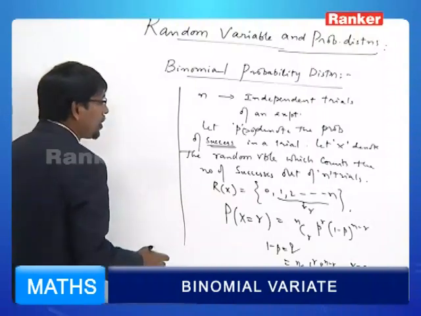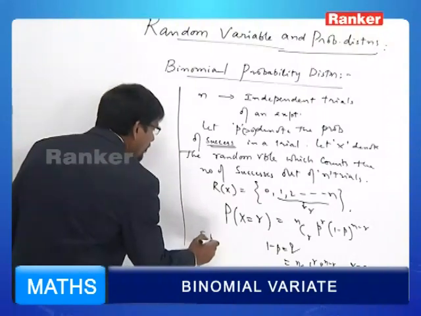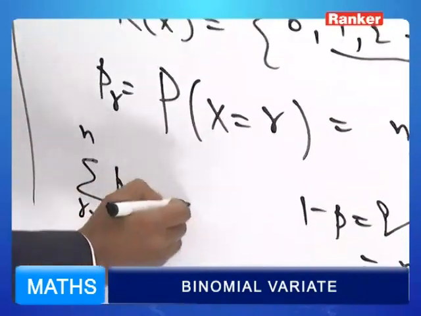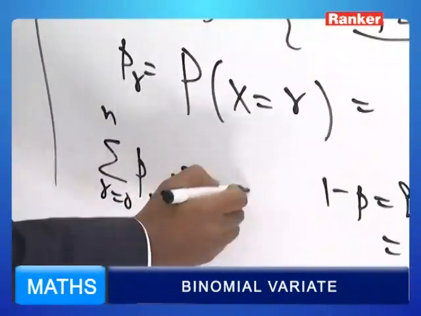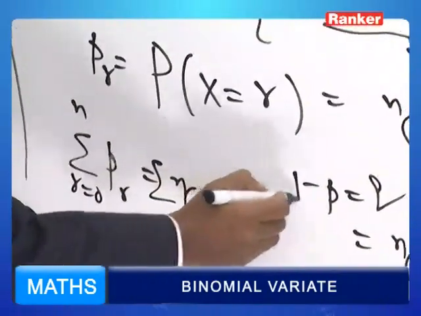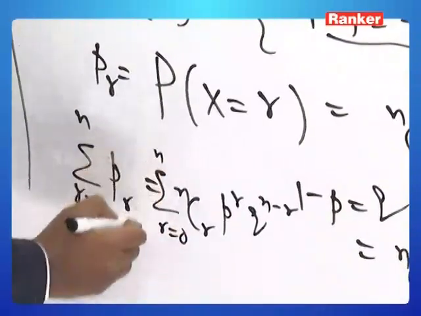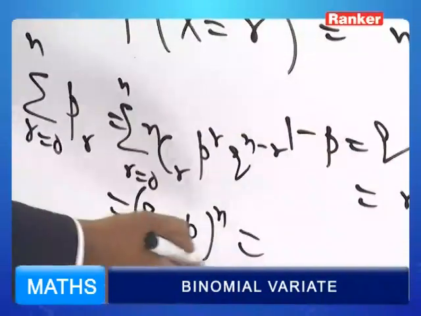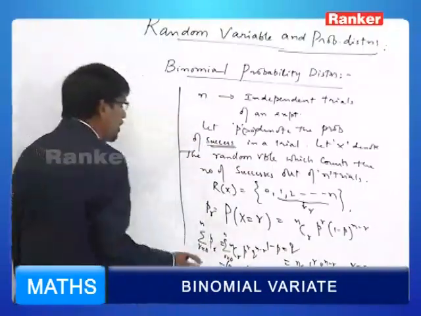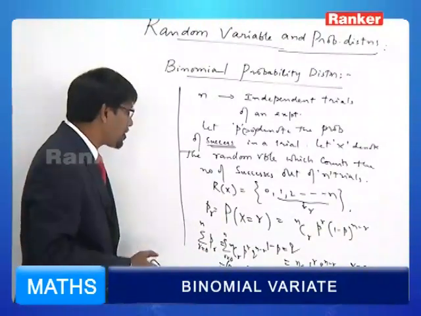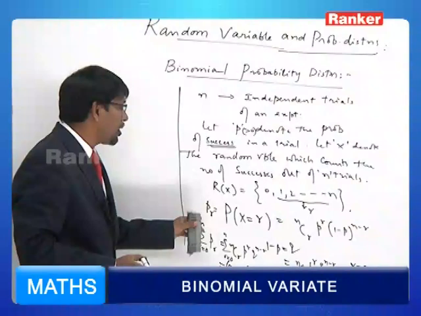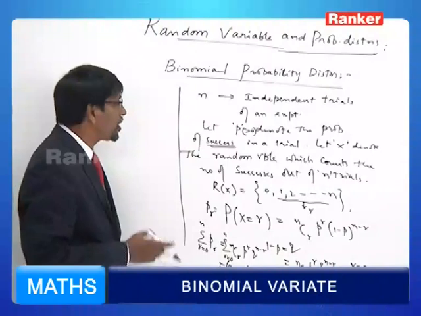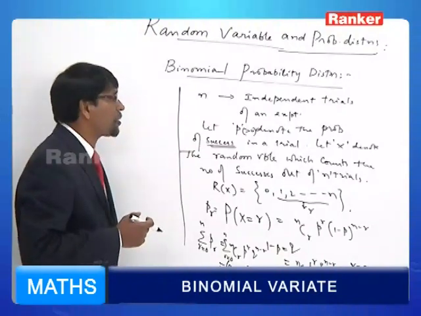Let's see if we are getting 1 or not. What is the sigma of P(r), r ranging from 0 to n? That is sigma nCr p^r q^(n minus r), r ranging from 0 to n. That we know from the binomial theorem is nothing but (q plus p) to the power n. What is q plus p but 1? So 1 to the power n is equal to 1, and therefore we have verified that this attaches a probability corresponding to each value of the random variable. It does give rise to a probability distribution.